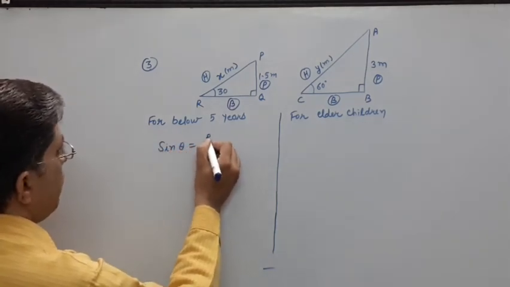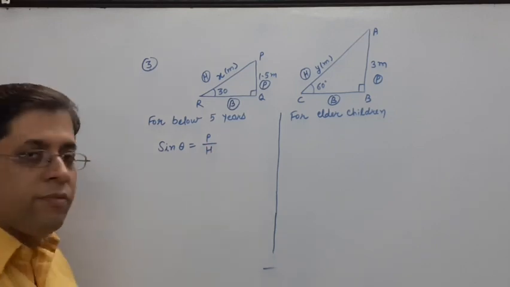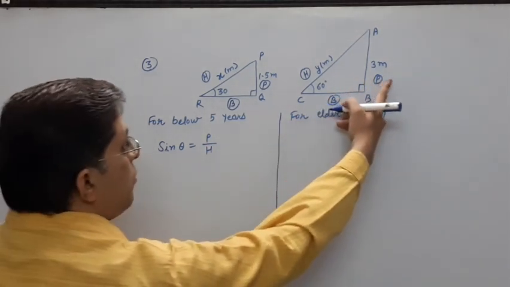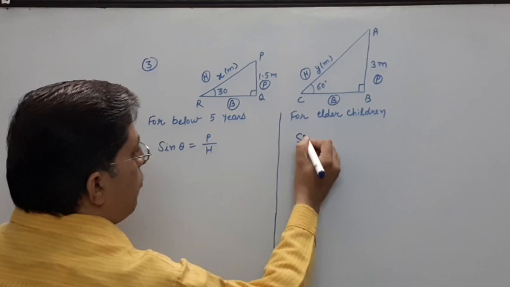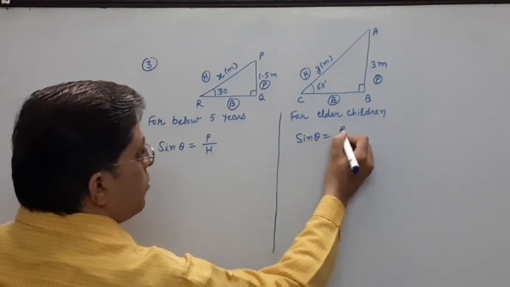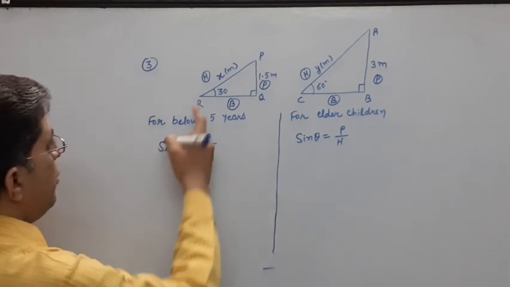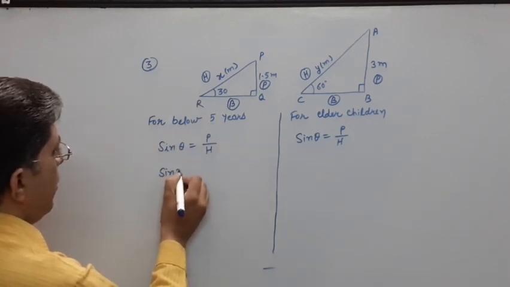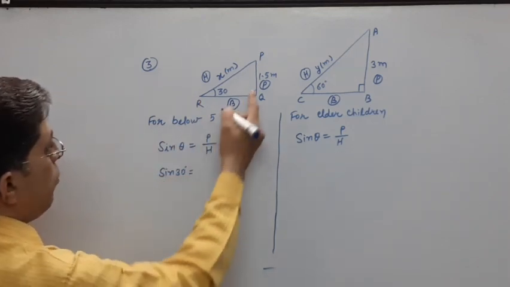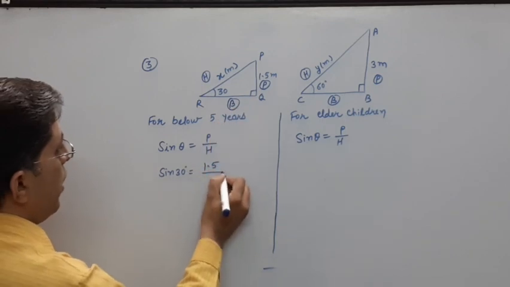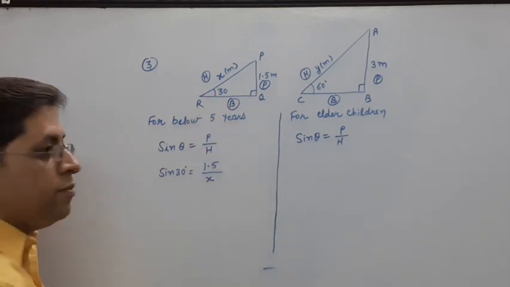Sine theta is P upon H. Here also P and H are given to you. It means again I have to take the relation in sine theta only. Here theta is 30°, P is 1.5, and H is x.